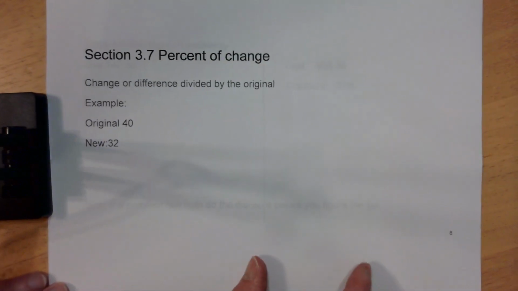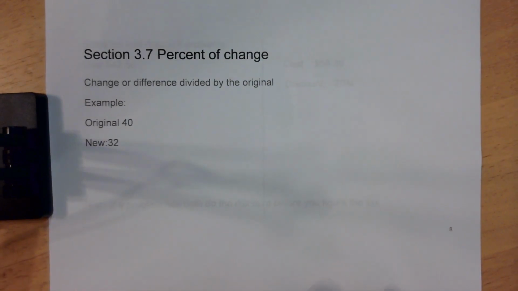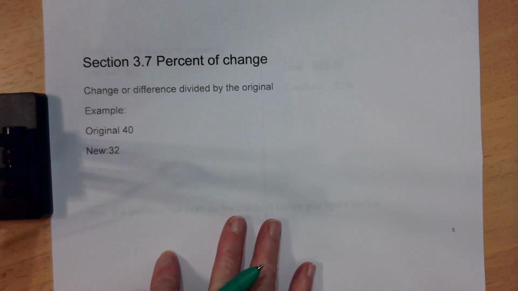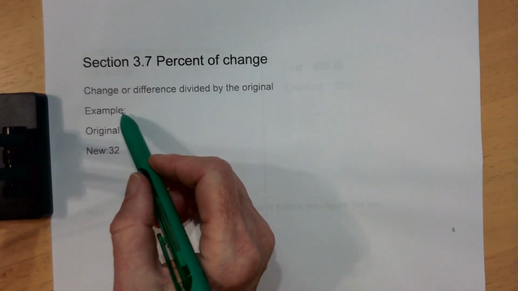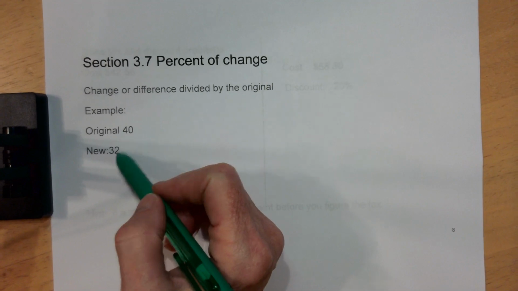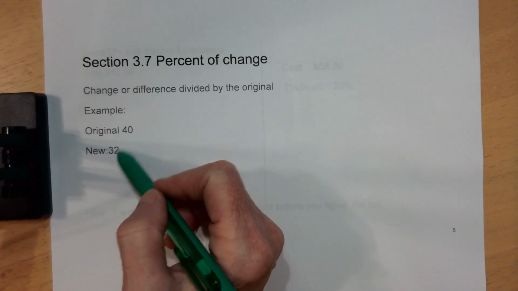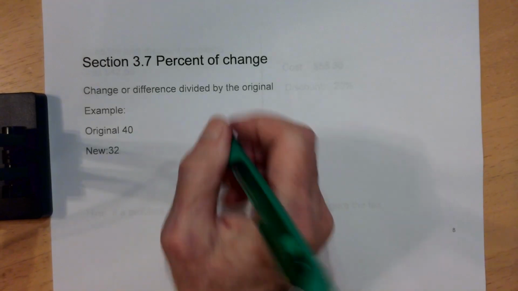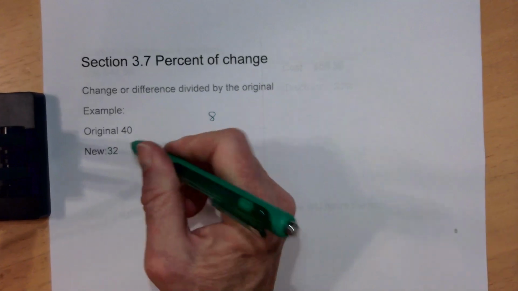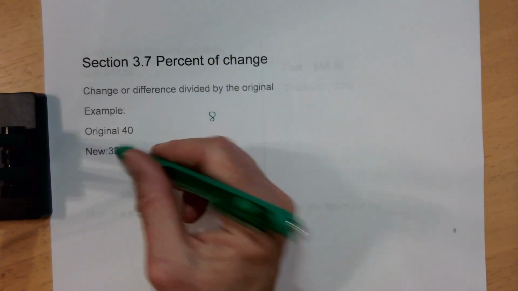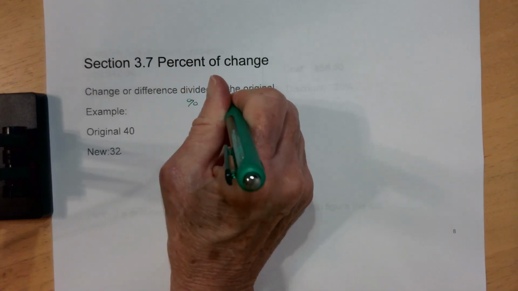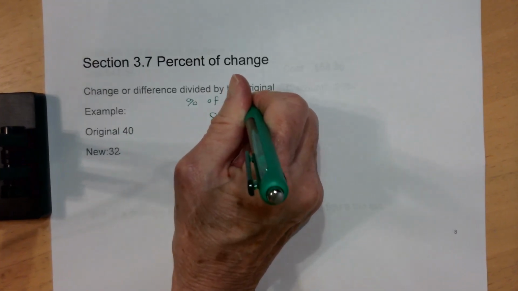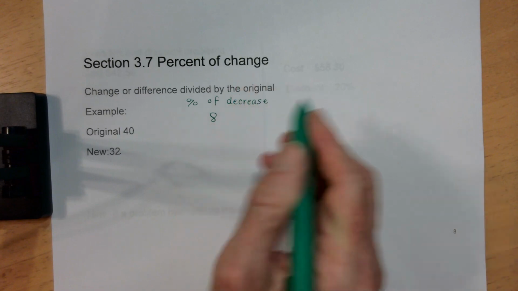Then we did a section on percent of change, which was section 3.7. Remember, it's always change or difference divided by the original. So if the original is 40 and the new is 32, the difference or the change in that is 8. Notice it goes from 40 to 32, so it's a percent of decrease. It goes down. If it went up, we would call it a percent of increase.